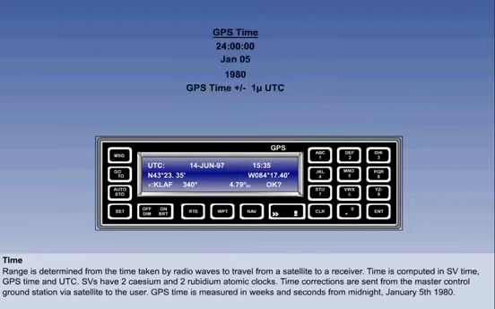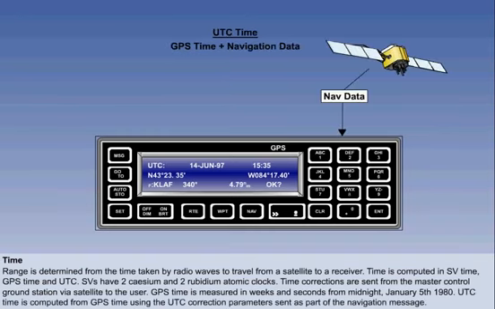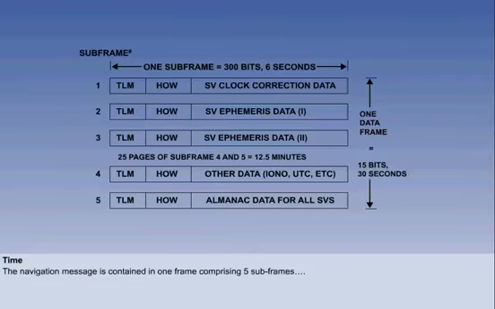GPS time is measured in weeks and seconds from midnight, January the 5th, 1980, and it is corrected to within 1 microsecond of UTC. UTC time is then computed from GPS time using the UTC correction parameters sent as part of the navigation message. The navigation message is contained in 1 frame comprising 5 subframes. The subframes each take 6 seconds to transmit, so the total frame download time is 30 seconds.